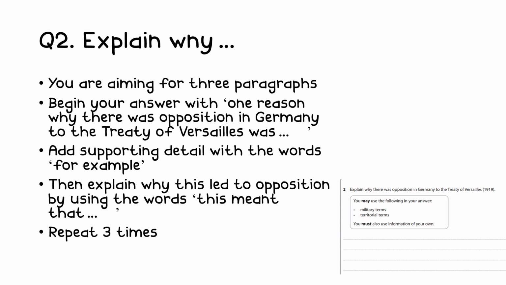And the way that you add detail to a point is by writing 2 words, for example. So one reason why there was opposition in Germany to the Treaty of Versailles was, whatever you think that reason was, for example, and you're going to give more details about it. You then need to explain why your point leads to opposition, and you're going to use the words this meant that. So one reason why there was opposition in Germany to the Treaty of Versailles was, for example, this meant that. And you're going to develop that and repeat that then 3 times. So one reason why, a second reason why, a final reason why. And remember, 15 minutes, guys, and that's your opportunity to really show off what you know.